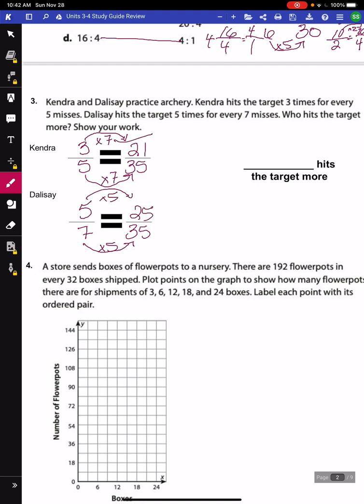So Kendra now hits the target 21 times for every 35 misses, and Dallasy hits the target 25 times for every 35 misses. So now that we have the same number of misses, we can see that Dallasy hits the target more.